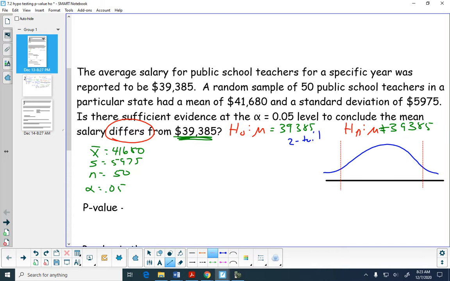We go to our t-table. We have a two-tail test. We have an alpha value of 0.05. We drop it all the way to the bottom. Our critical values, Allie Jackson, what will be our critical values?